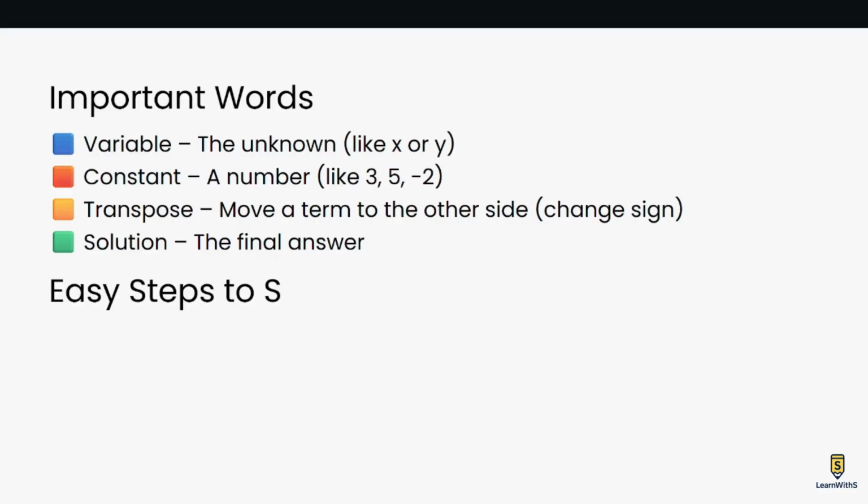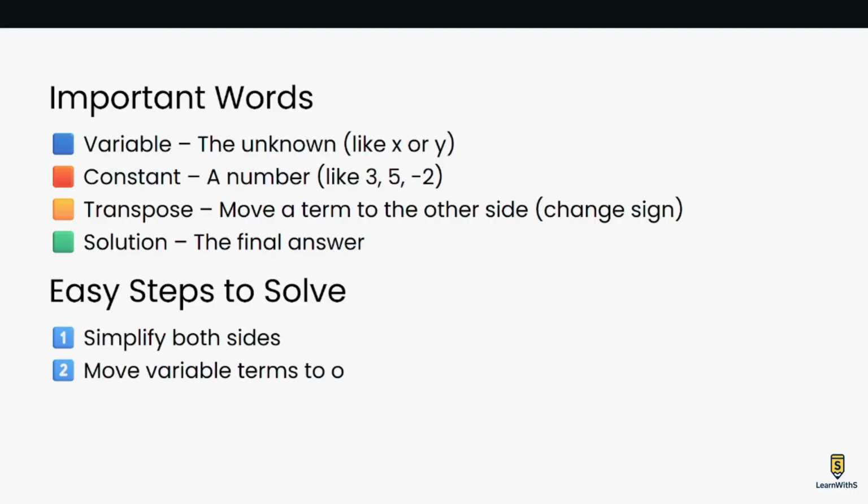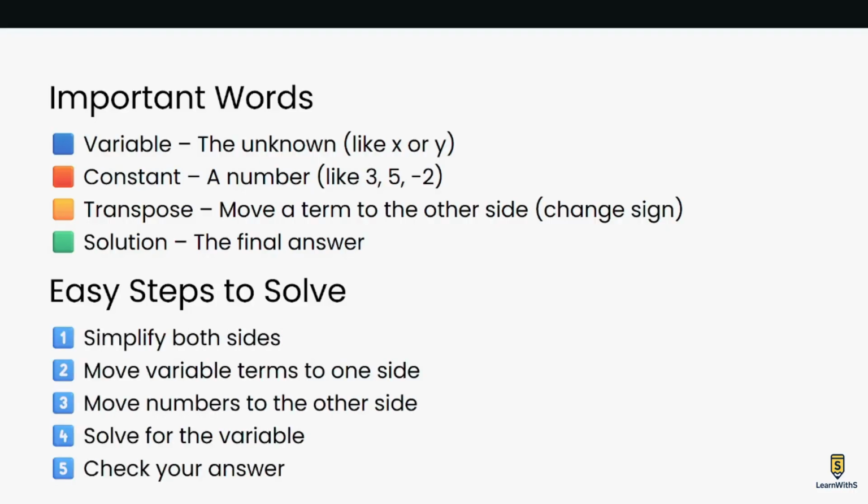Let's look at the steps we use to solve any linear equation. First, simplify both sides of the equation. Then, bring all variable terms to one side, move the constants to the other side, divide or multiply to find the value of the variable. And finally, always check your answer to be sure.